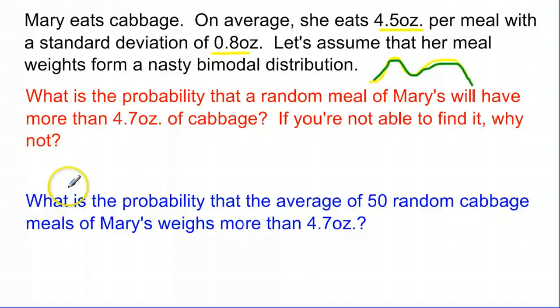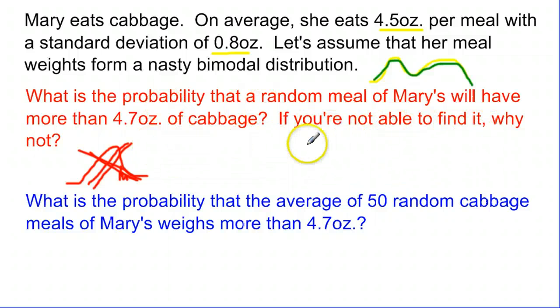Well, if we had a nice perfect normal curve, we would go through and find our z-score and then figure out where in the graph it is and shade our graph and do some calculations in our normal CDF, and we would answer the question. The problem is it says that the meal weight population forms a nasty bimodal distribution, not a nice normal curve. So we cannot do any calculations for this problem.